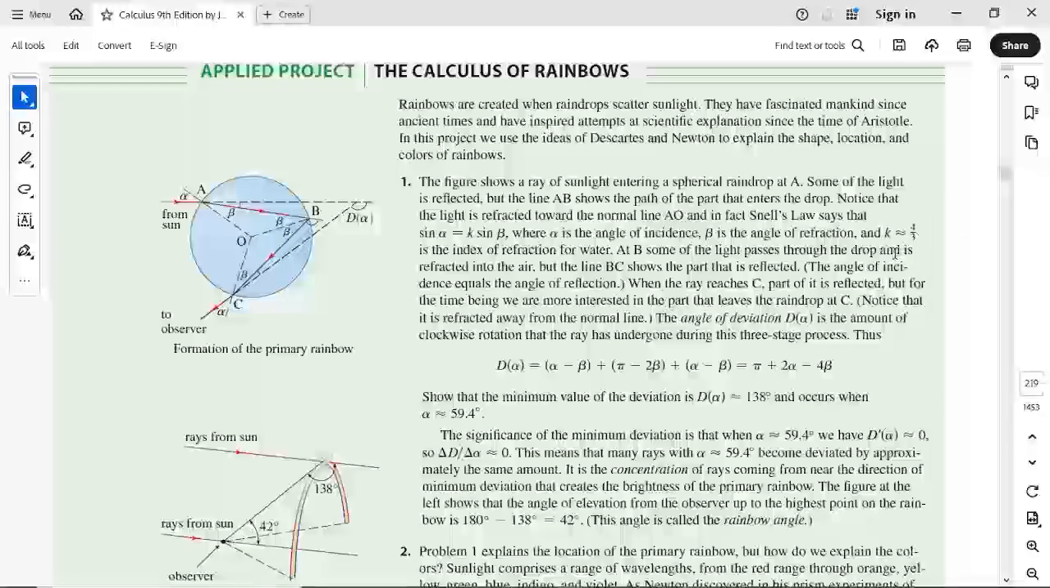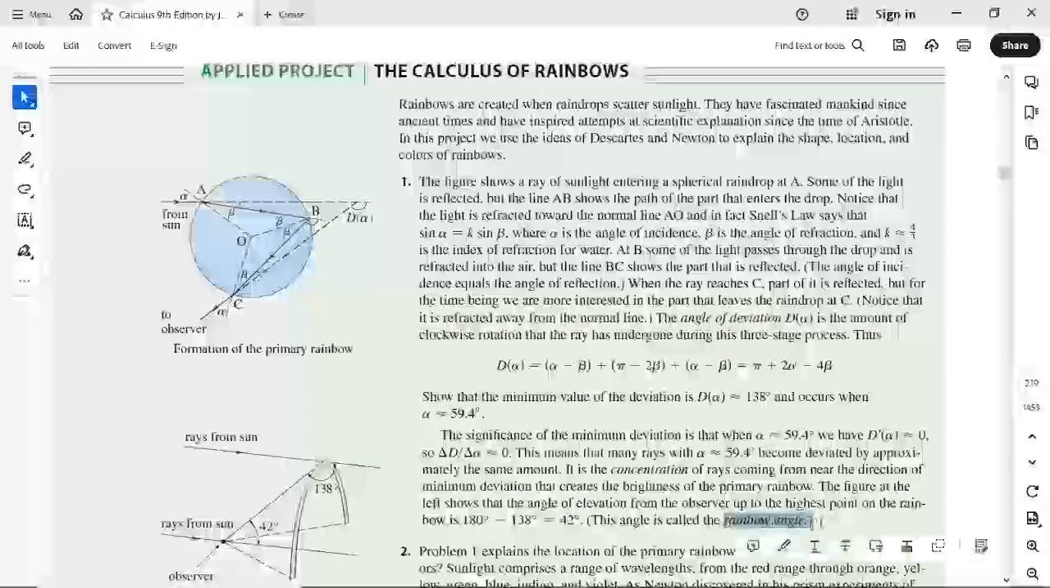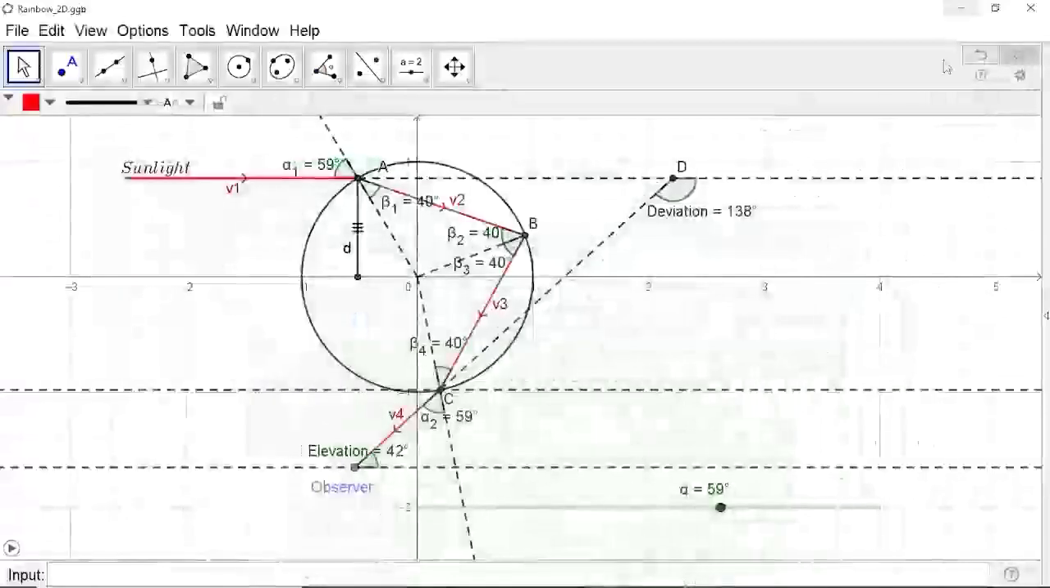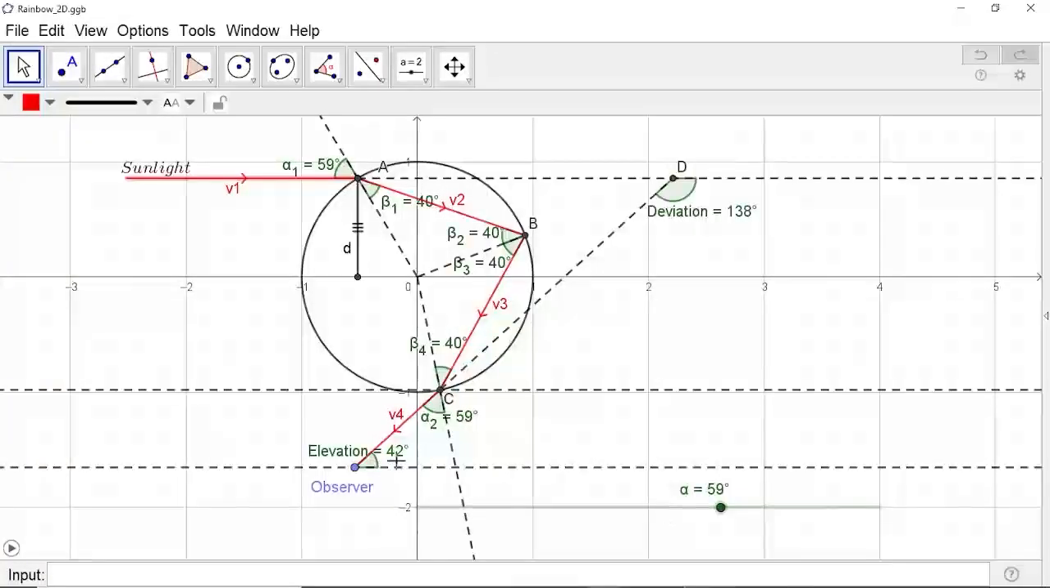Last lecture, we visualized the formation of a rainbow in 2 dimensions. We assumed the sunlight is parallel to the Earth's horizon. This assumption is valid and convenient if our purpose is limited to finding the biggest angle of elevation from the observer, often referred to as the rainbow angle. We successfully find it to be roughly 42 degrees.